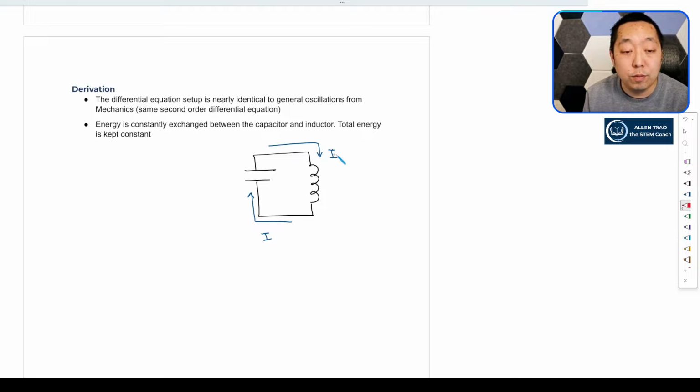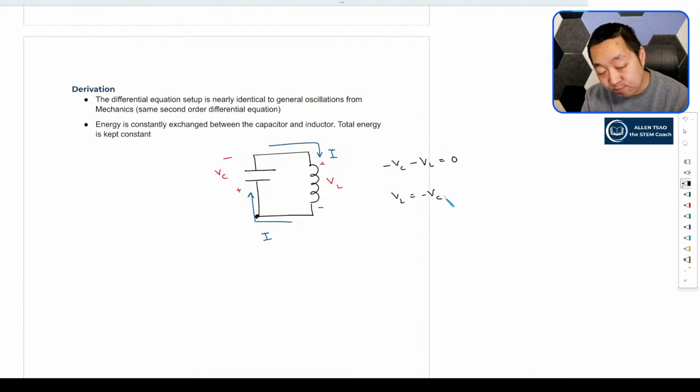Then for our voltages, this would be the voltage across the inductor, and this would be the voltage across the capacitor. That would be the setup. And remember, we always want the current convention so that the positive side is where the current goes into the element. Let's start with our normal KVL. If we start down here and go around, we drop minus VC, and then we drop minus VL, and that's equal to 0. So there you get VL, and moving VC to the other side, VL is equal to negative VC.